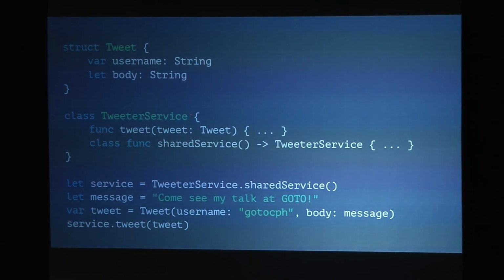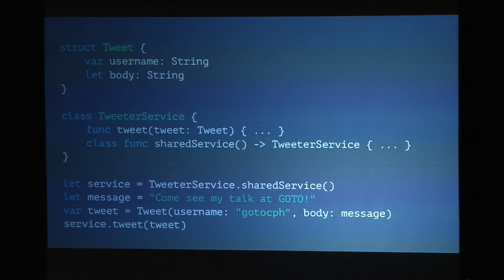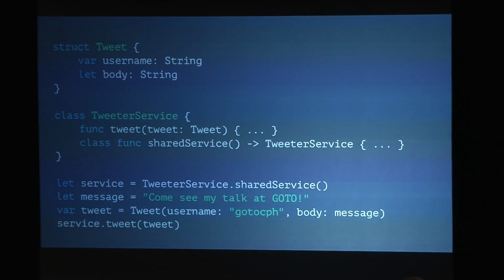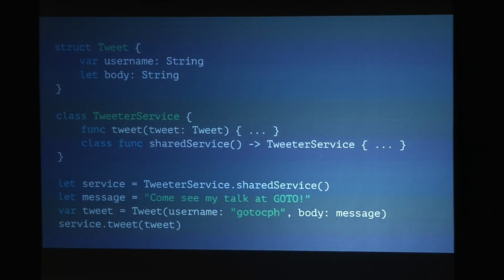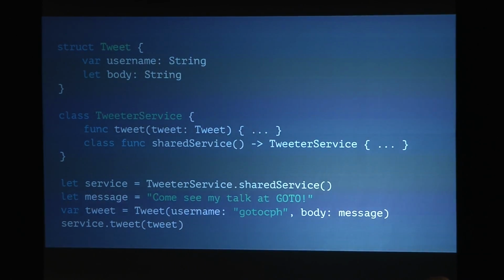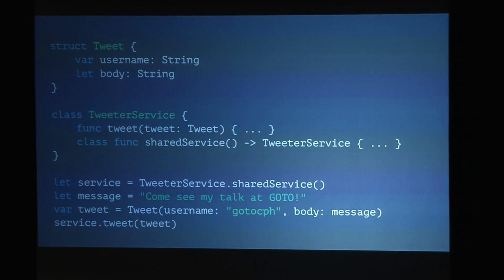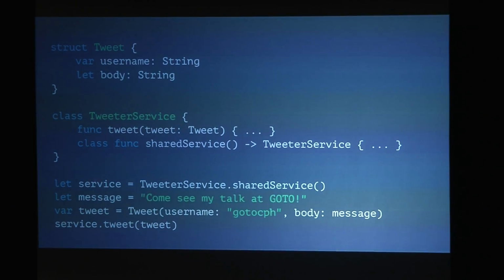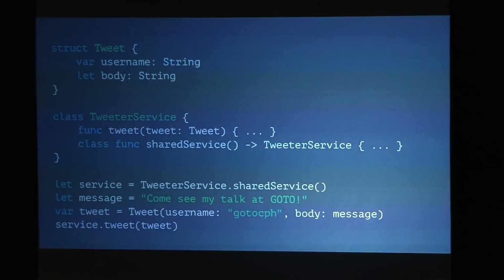And then you've got my tweeter service that I'm going to use to tweet the tweet. You've got a function that takes a parameter called tweet, and that is of type Tweet. And then there's some magic that happens in that implementation. And then there's a singleton here. You can get your single tweeter service. And then here's a little example of how you might do it. You'll create your tweeter service. You'll get the shared service. You make your message, and you send out your tweet. And pretty cool.